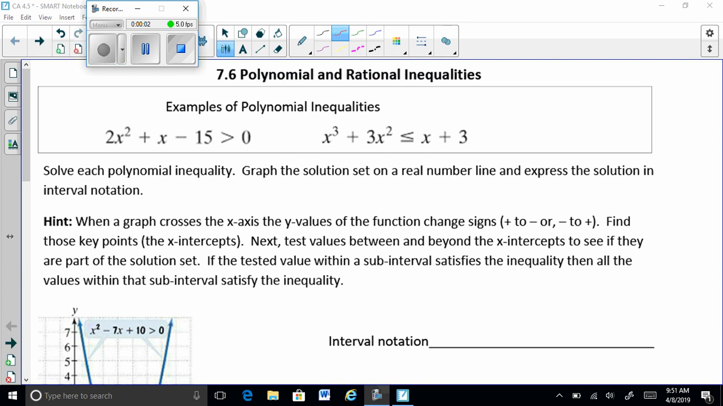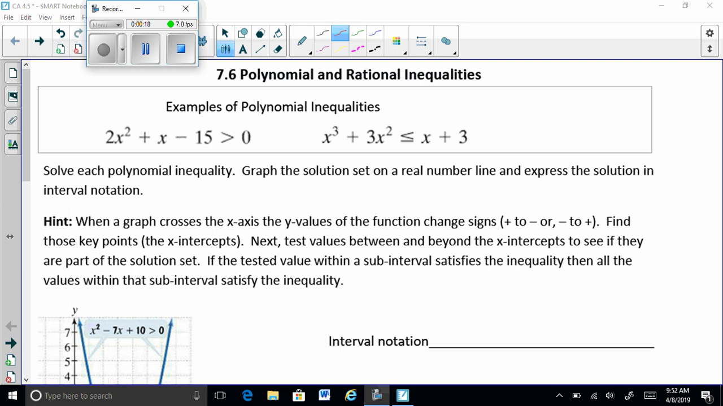Okay, so polynomials and rational inequalities. For my college algebra, this might look a little different than your notes, but the examples are the same, just a little more information has been added to these notes here.